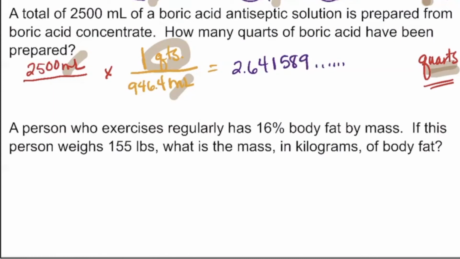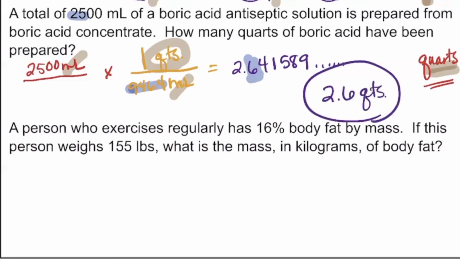If I punch that into my calculator, 2,500 divided by 946.4, we get 2.641589 quarts. But if we look at significant figures, this has 2 significant figures, and then this has 4 significant figures. And so we want to stick with 2. So our final answer can only have 2 significant figures, which means that we have to round to this place right here. And so our answer should be 2.6 quarts. And that's our final answer. So for every single answer, you have to think about what's the value, what's the units, and what's the significant figures. So we'll do this last problem.